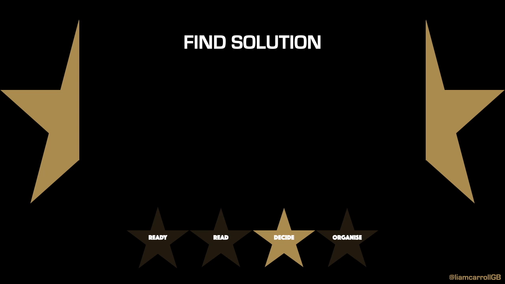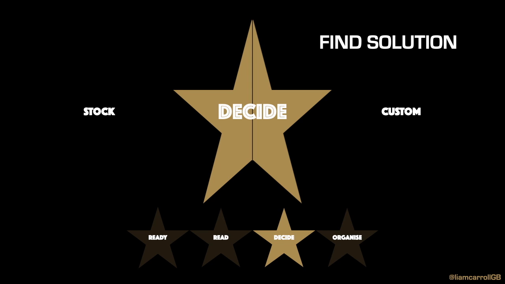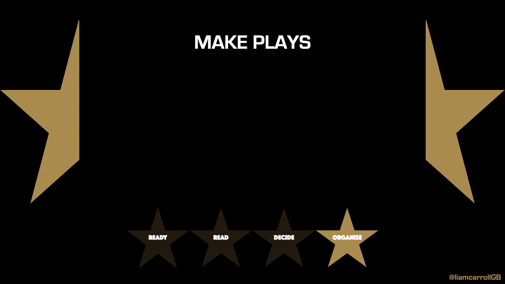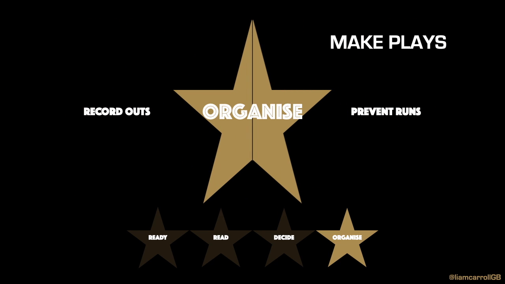Step 3 is about finding a solution to the problem we've identified. We combine stock and custom solutions to those problems and decide how to solve the problem. Infielders with limited training will have limited solutions, so really won't have much to decide. And now we make plays. Step 4 is about recording outs and preventing runs. The infielder needs to organize themselves to make plays.